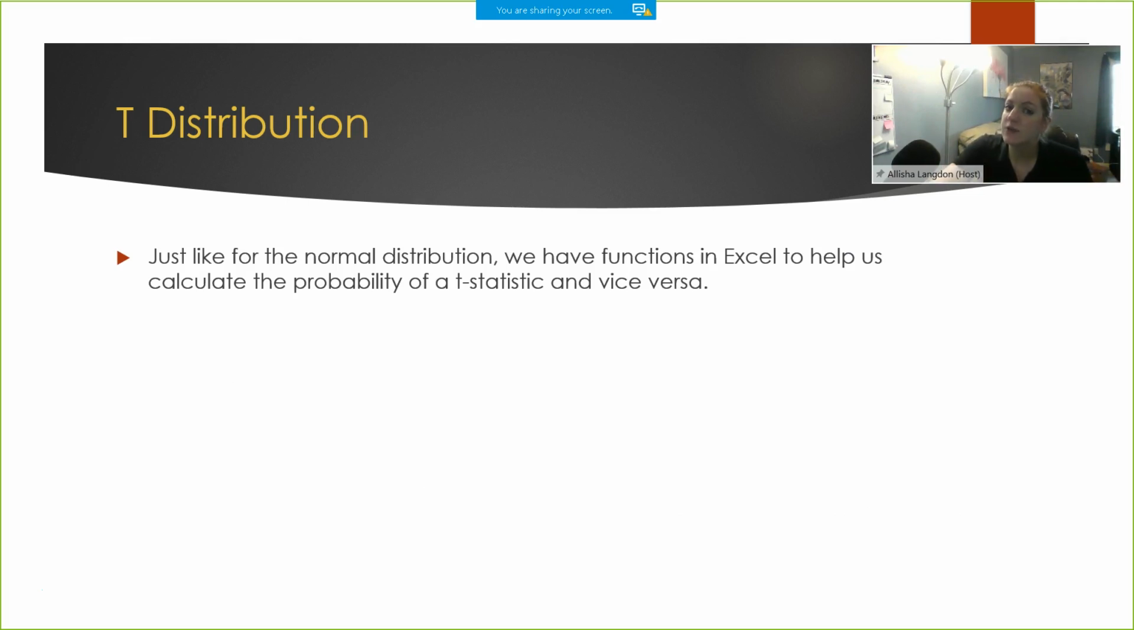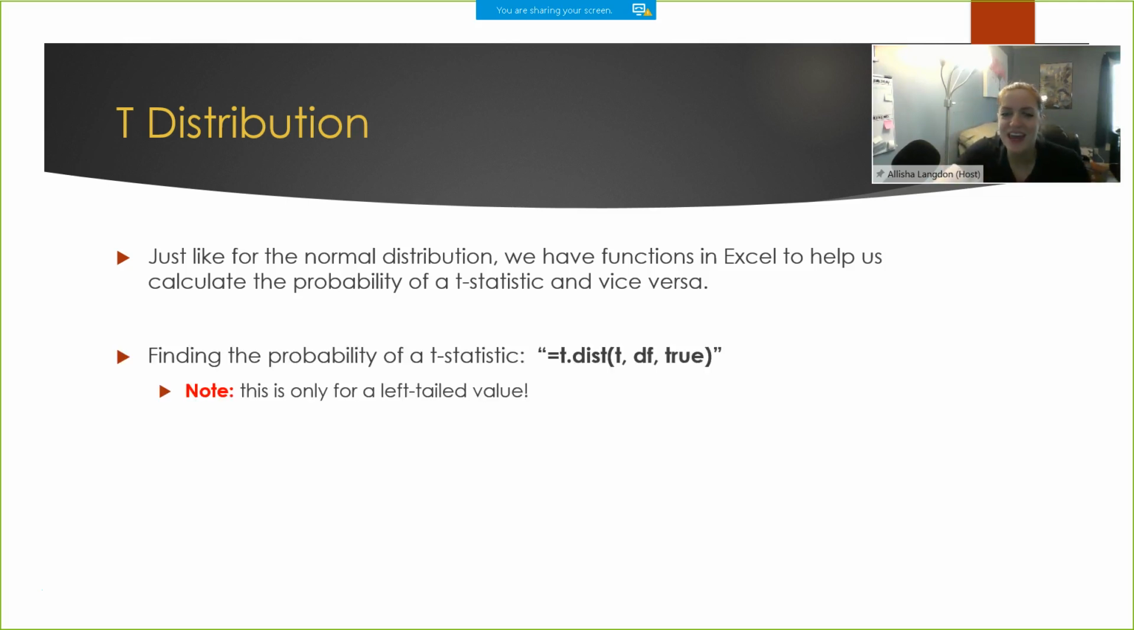So just like for the normal distribution, we have functions in Excel to help us calculate. Yay, Excel! So we are actually going to use the t.dist function. It's very similar to the norm distribution, except it's going to be t.dist, okay? The first number you're going to put in there is your t value, just like your x or your z number that we worked with before. The second number is actually going to be your degrees of freedom.